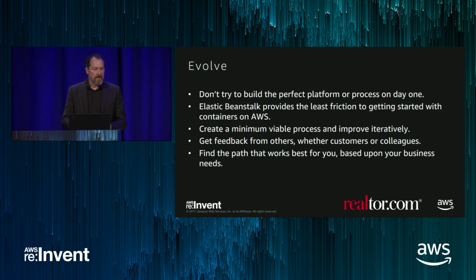And that's the message that I have for today: evolve. Don't try to build a perfect platform or process on day one. You'll get to day 300 and realize you still don't have the perfect platform or process. You're better off just getting started and taking sort of a minimum viable product or a minimum viable process approach, and then iterating on that. Elastic Beanstalk is a great way to get started. You can still do that today.